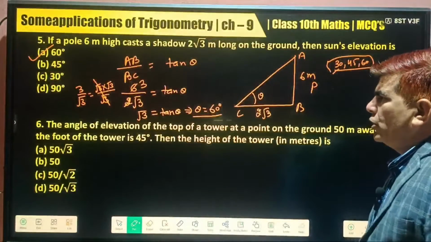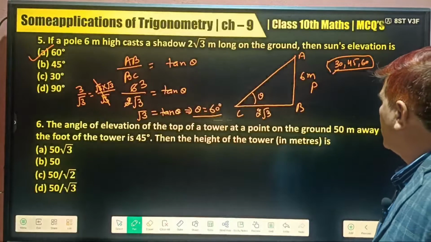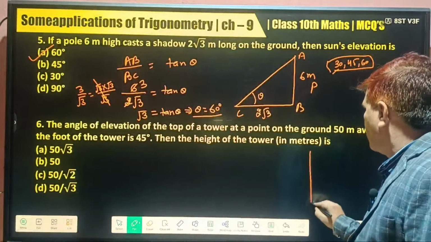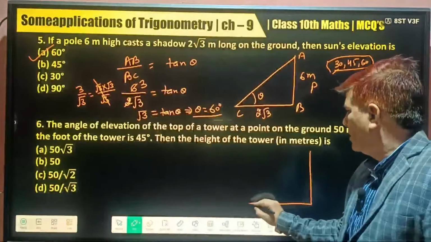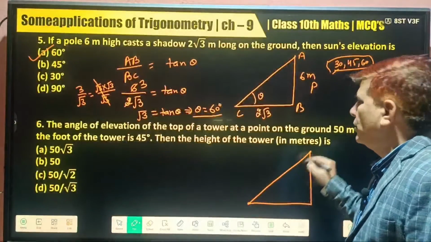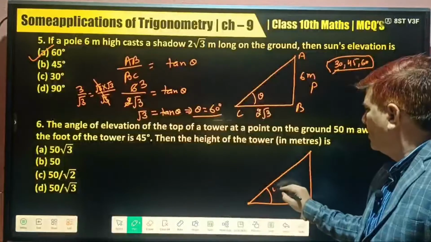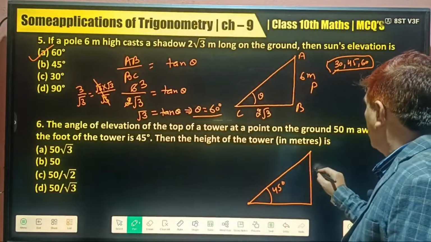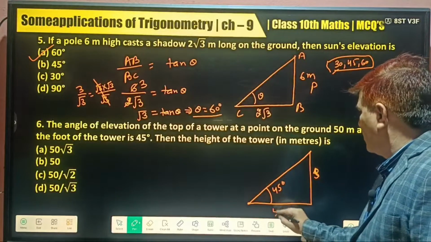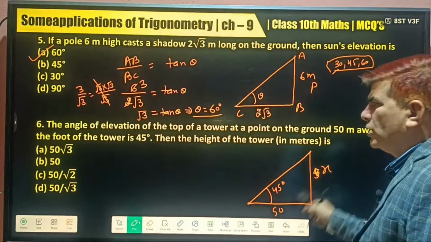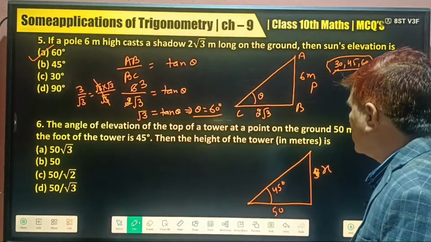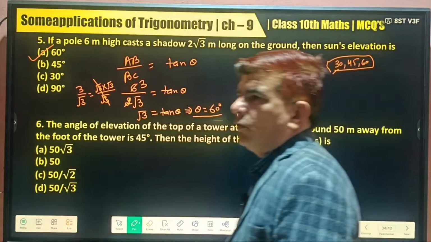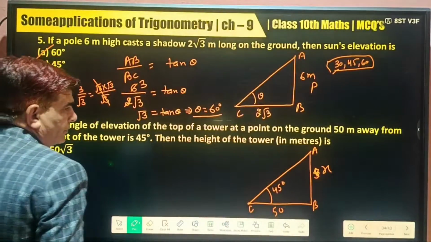The angle of elevation of the top of a tower at a point on the ground 50 meter away from the foot of the tower. This is the foot, this is the tower, and this is the point where the angle of elevation is how much? 45 degree. Then the height of the tower, 50 meter. Sorry, this is 50 meter, and let this be X. So this is also 50 meter. Directly I can tell, because tangent 45 is how much? 1.